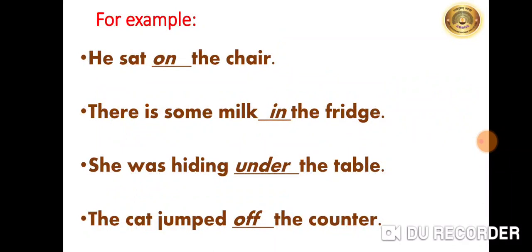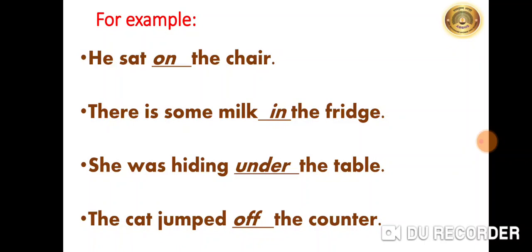He sat on the chair. So the word on tells us where the person is sitting. He sat on the chair. There is some milk in the fridge. Now milk is the object. So where is the milk kept? It is inside the fridge. So the word in is a preposition.